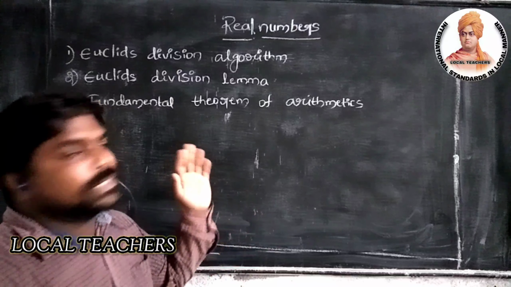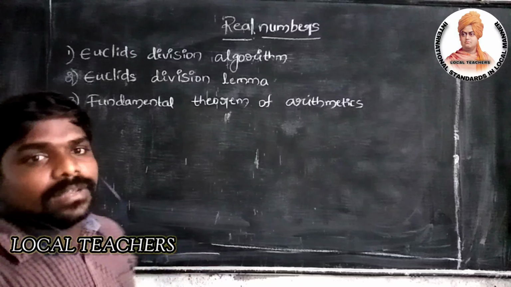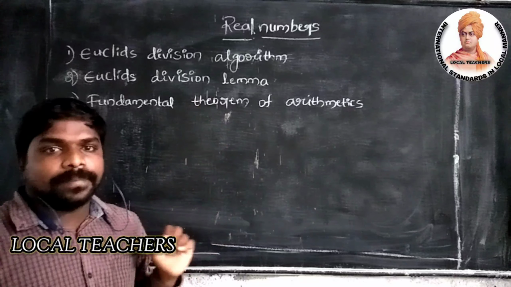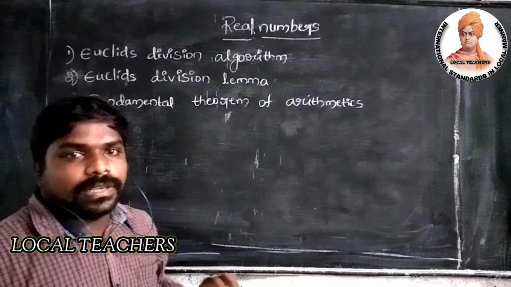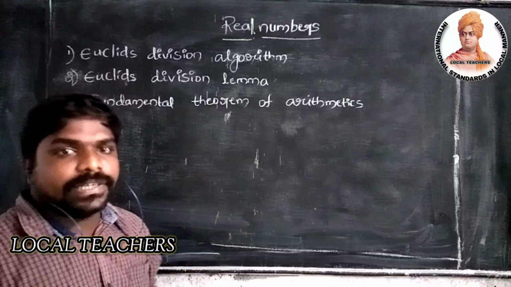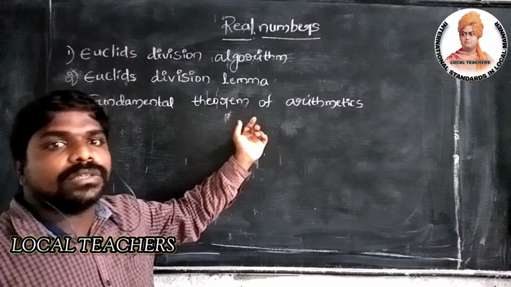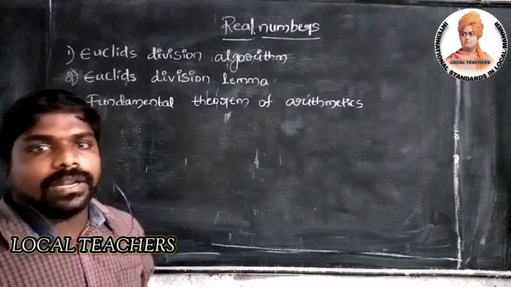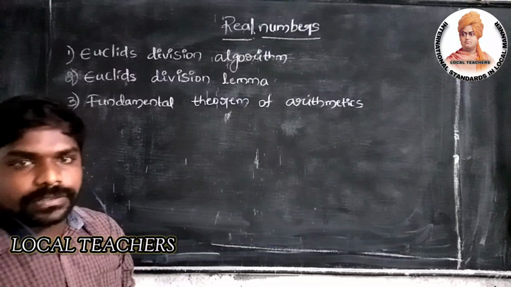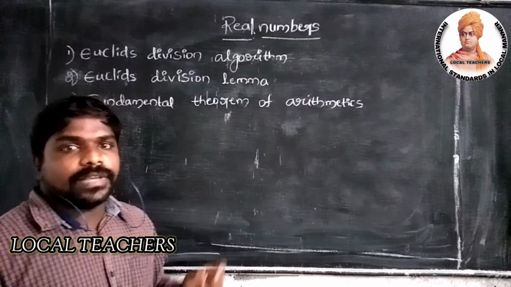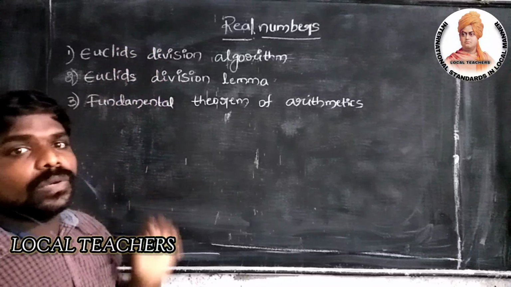Today we are going to discuss the real numbers chapter. In the last class, we discussed three concepts: Euclidean division algorithm, Euclidean division lemma, and the fundamental theorem of arithmetic. We saw what the Euclidean division algorithm and the Euclidean division lemma are, and we solved two problems on the lemma, and also saw the topic of the fundamental theorem of arithmetic.